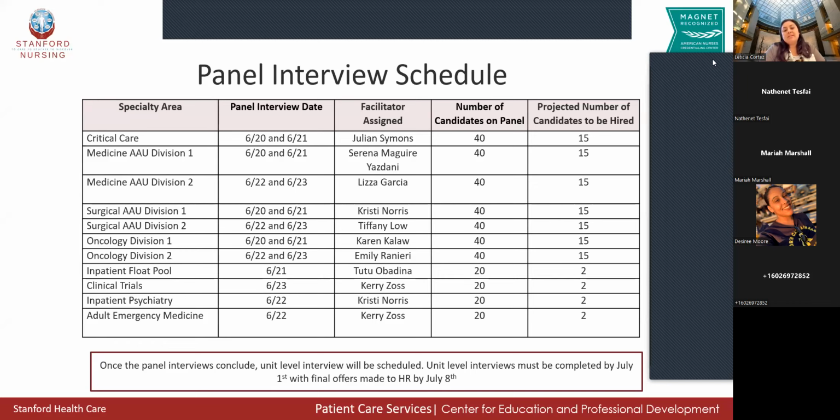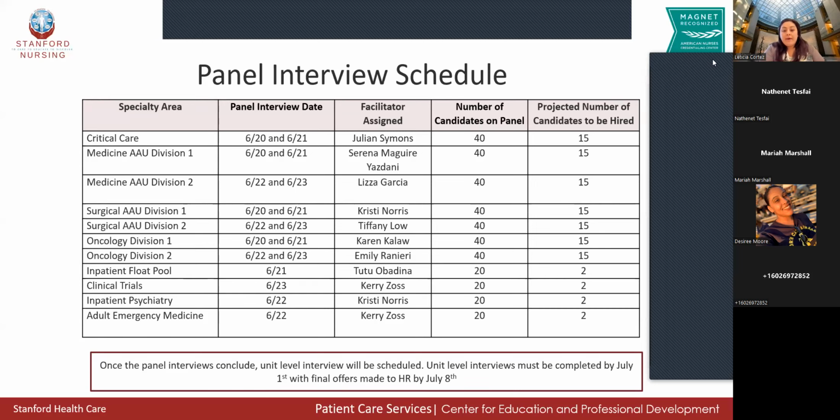We have the dates here listed. Right now, HR is currently working on reaching out to candidates to schedule these interviews. You may have already received an invitation, or we are still working on that currently at this time. Each panel is going to be facilitated by a member of our department here at the Center for Education. The number of candidates in each panel is determined by the amount of people that are projected to be hired in that area.